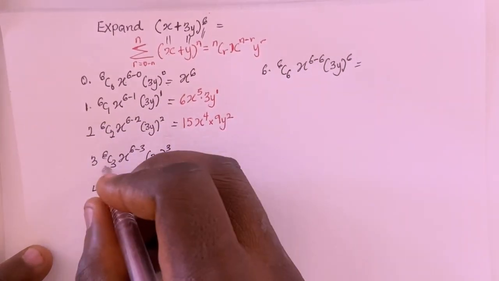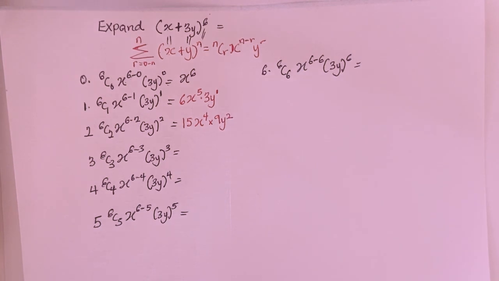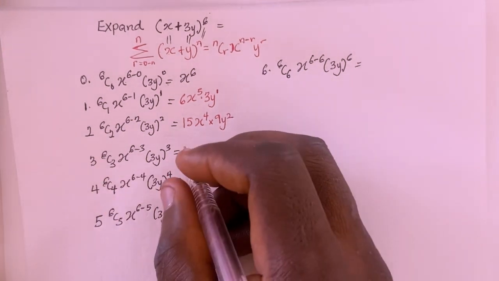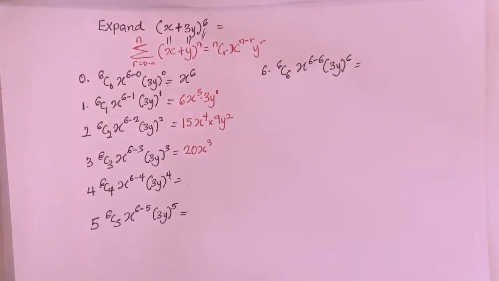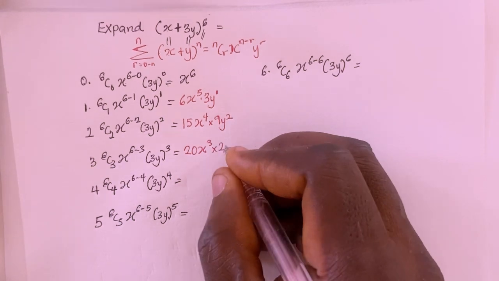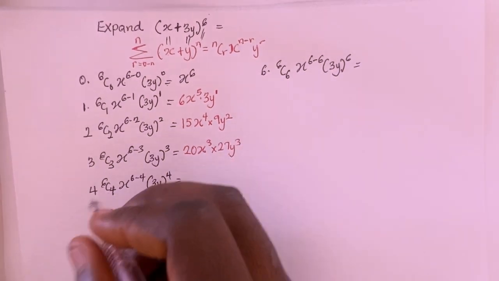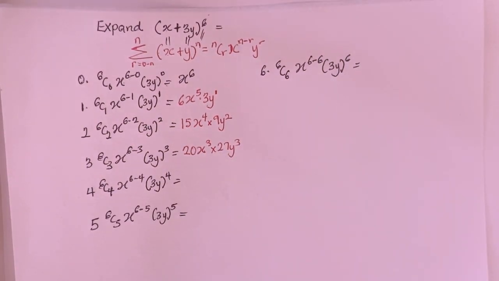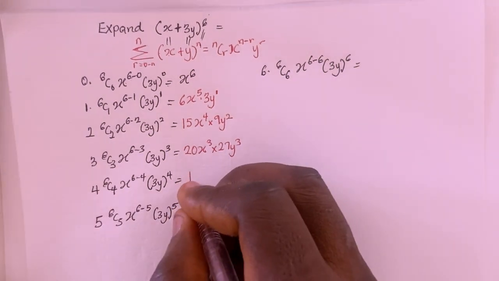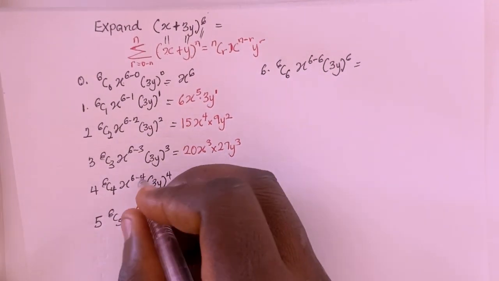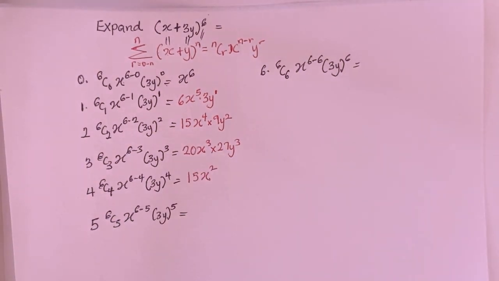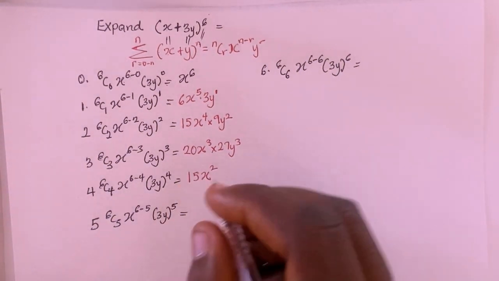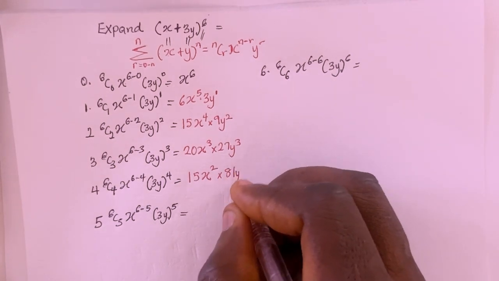which is 9y squared. Then 6 combination 3 is 20, so I have 20 x to the power of 3, and 3 cubed is 27, multiplied by 27y to the power of 3. For 6 combination 4, that's 15, so 15 x to the power of 6 minus 4, that's 2, and 3 to the power of 4 is 81, so multiplied by 81y to the power of 4.